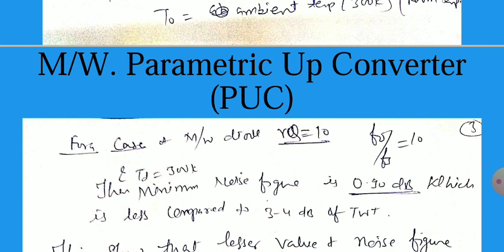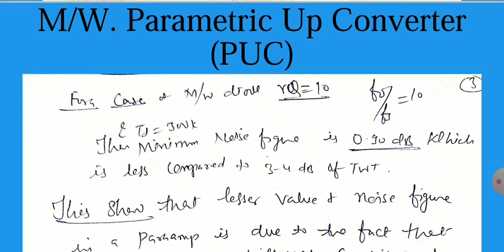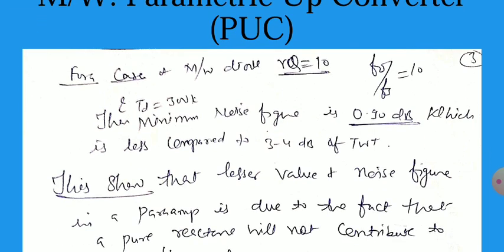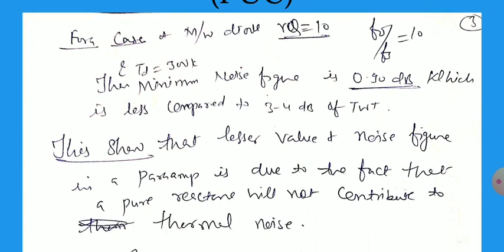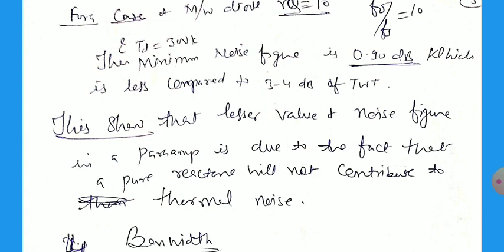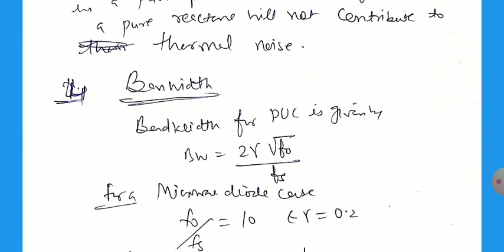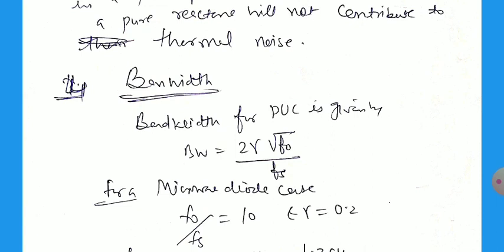So we can say this PUC is more effective for communications, having a low noise figure in comparison to the TWT. The second property related to this is that the lesser value of the noise figure in the parametric amplifier is due to the fact that pure reactance will not contribute to the thermal noise. Now the next property is bandwidth.